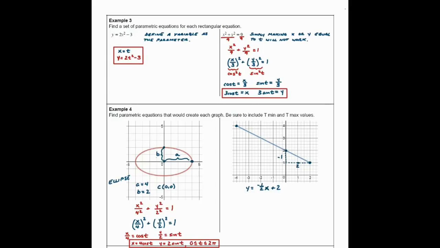The easiest one, because y is expressed as a function of x, is if I say x is t. So I'd call x my parameter, then I can rewrite y as negative 1/2 times t plus 2, which is y equals negative 1/2 t plus 2. So my set of parametric equations for this graph would be x equals t and y equals negative 1/2 t plus 2.